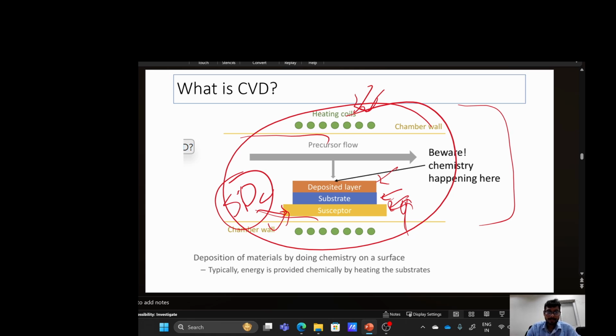Another thing, which is the most important, is the flow of precursor over the substrate. The precursor is continuously flowing. There is an inlet and an exhaust. In this direction the precursor is flowing, and chemistry is happening at the interface, and because of that there is a deposition of the material.